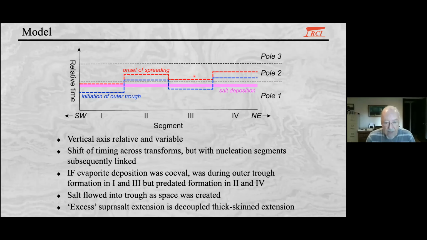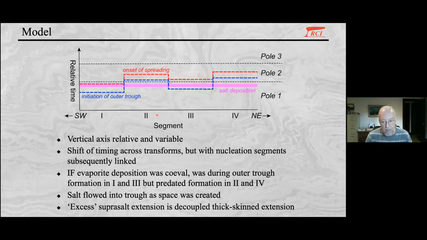later. Now, if we assume that evaporite deposition was coeval, and I think that's largely fair, but not in the details, then let's just put that in here. And what it means is the salt was deposited during the formation of the outer trough in these 2 segments, but prior to the outer trough formation in these segments. So what that means is after salt deposition and burial, there was ongoing crustal extension. And so there was matching thin-skinned extension that was decoupled from the pre-salt rifting by the salt.